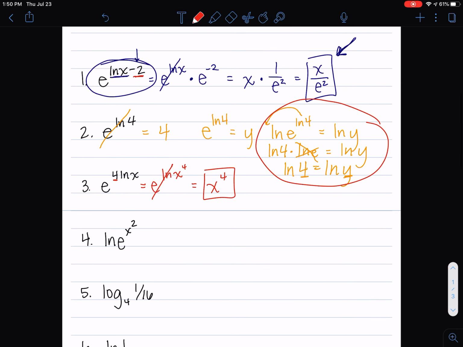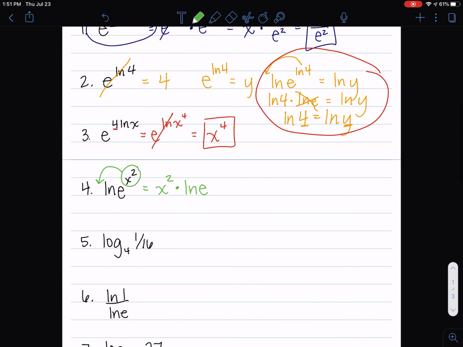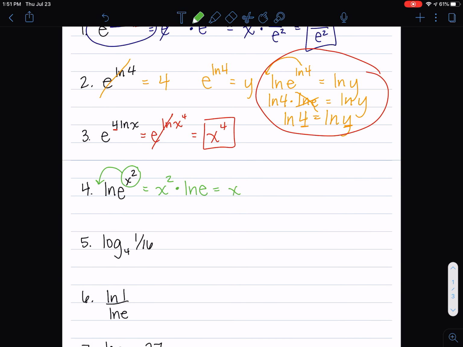Now, number 4, I have ln of e to the power of x squared. So ln and e are again going to cancel out, but I want to make sure that you guys know why our answer is going to be what it is. So I'm actually going to take this and bump it out to the front and use that property. So I'm left with x squared times ln of e. And our identities that we need to know are these two right here. ln of e is always going to be equal to 1. So that's x squared times 1, which is just going to give me x squared. Okay?